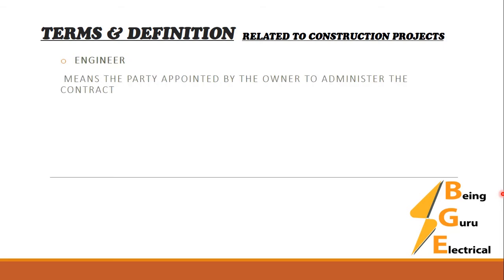Engineer. Engineer means the party appointed by the owner to administer the contract. So the owner may have the engineering department. So that engineering department is responsible to administer the contract. So the engineer is responsible to administer all the work and ensure all the work on site is as per the contract and the contract document.